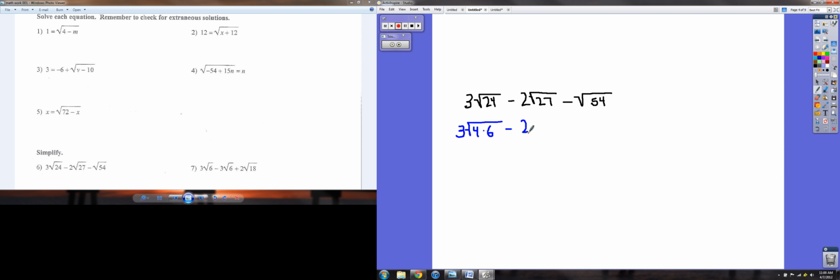Okay, minus 2 radical of 27. So two numbers that multiply to give you 27, one of which is a perfect square. Okay, that's going to be 9 times 3. 9 is a perfect square, and 3 really can't be broken down any further.